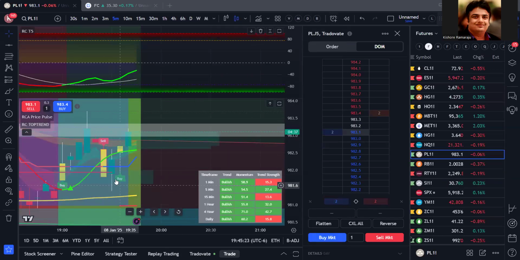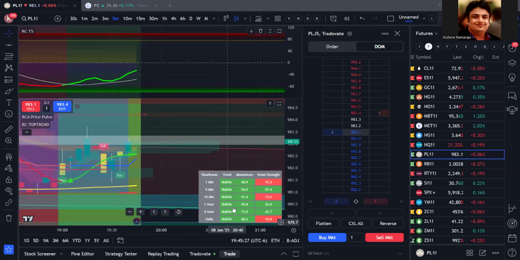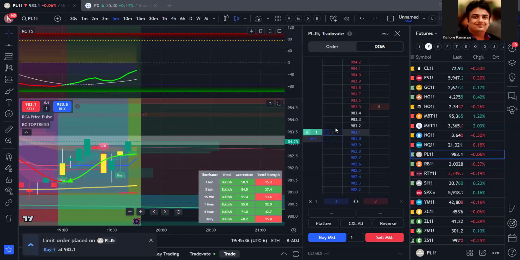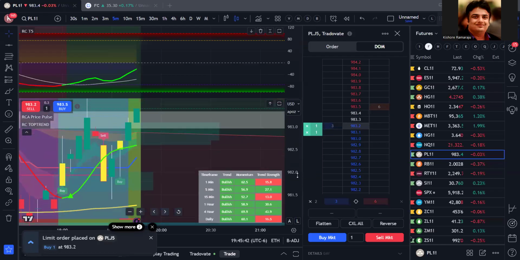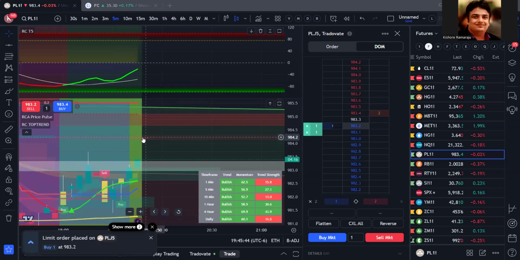So if you see here, for example, now I got a buy signal. This table is completely green. This is green. I can see this is looking good. I can just go ahead and put my buy order. Minimum it will go all the way here or until here.